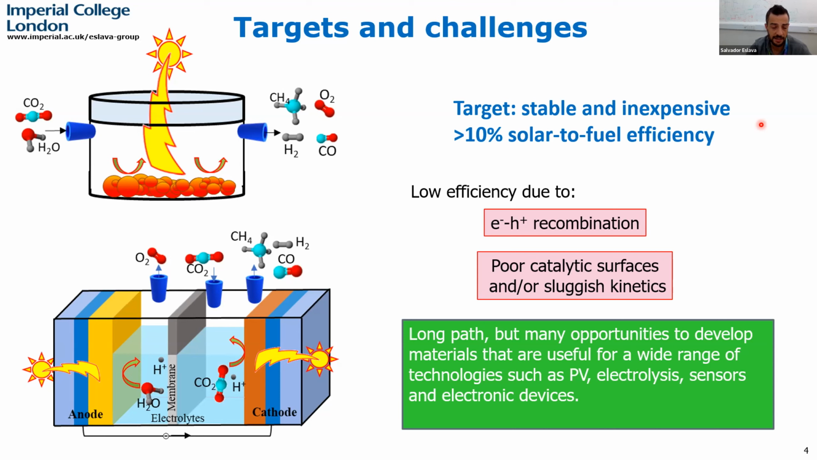The challenge is that at the moment the efficiencies are low due to electron and hole recombination, poor catalytic surfaces and/or sluggish kinetics. We know that this is a long path to achieve an efficiency higher than 10% with photocatalysis or photoelectrochemistry, but it's also a path full of opportunities to develop materials that are useful for a wide range of technologies such as photovoltaics, electrolysis, sensors, and electronic devices.